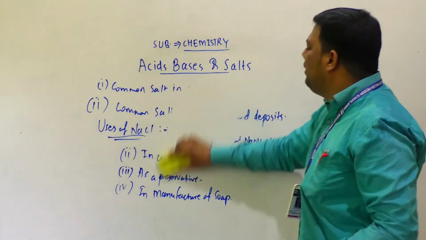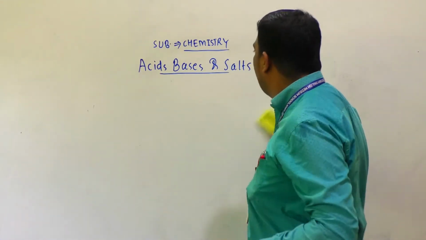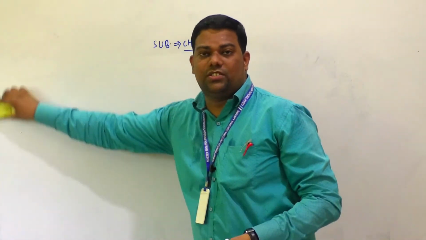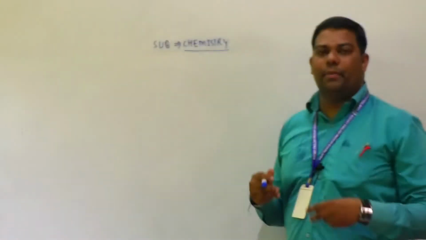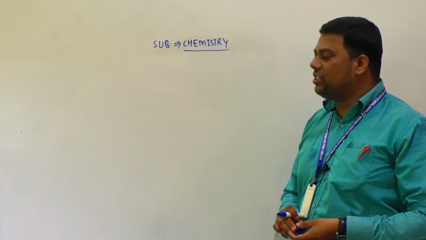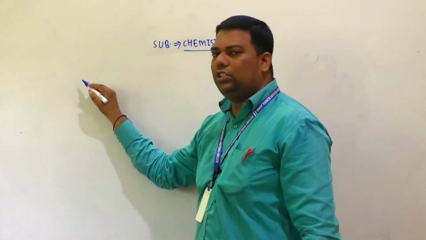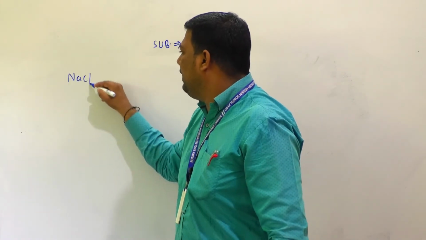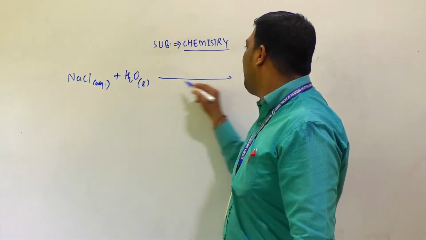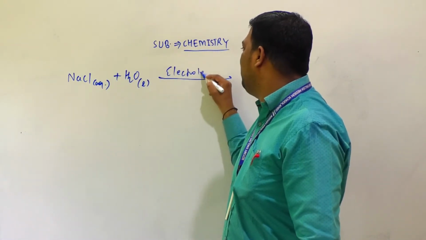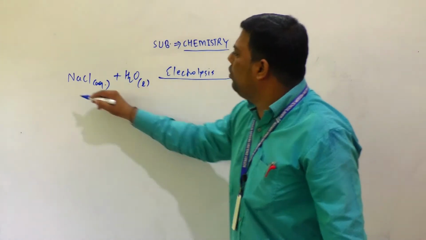Let us see how NaCl can be used as a raw material for various chemicals. One of the most important points. First we write the reaction of NaCl: NaCl aqueous plus H2O liquid, and then we do electrolysis on this NaCl and H2O.